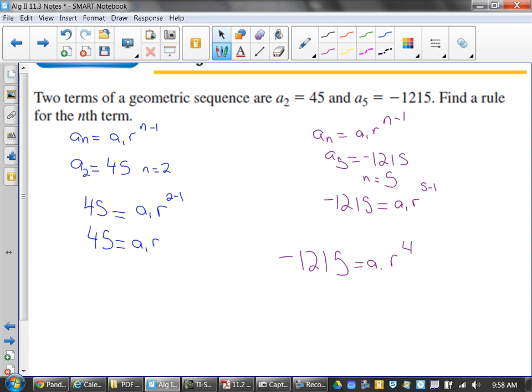Do I have two equations? Yes. Two variables. In this example, I cannot use elimination, can I? No. Substitution. I have to use substitution. So what I want to do here is set the equation on the left equal to a sub 1. How do I do that? Good. Everybody okay with that?